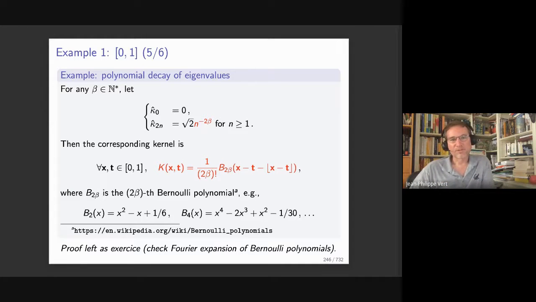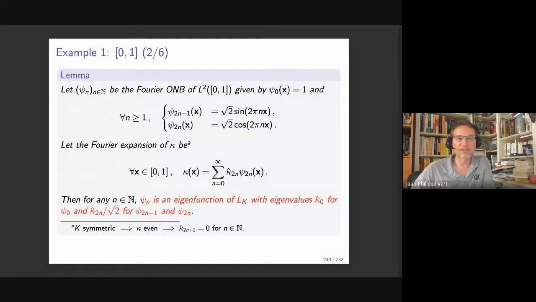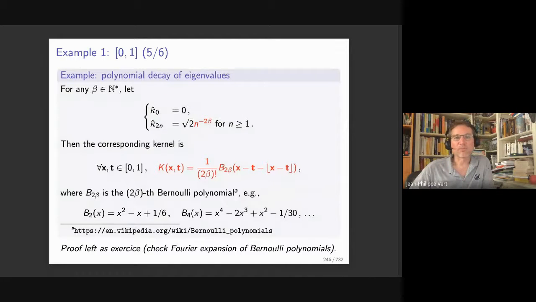So for example, let's consider the case where we want to impose that the eigenvalues related to kappa hat are as follows. For kappa hat of 0, we set 0. And for kappa hat of 2n, which is the eigenvalue for the eigenfunctions, we want to have what's called a polynomial decay. So we define it as n to the power minus 2 beta for any beta. Then, depending on the choice of beta, we obtain different kernels that have different decay of eigenvalues. In this case, it's possible to compute the kernel exactly, and the kernel k of x,t corresponding to these eigenvalues is maybe not very intuitive, but at least there is a closed form solution given in red here, which is 1 divided by the factorial 2 beta.